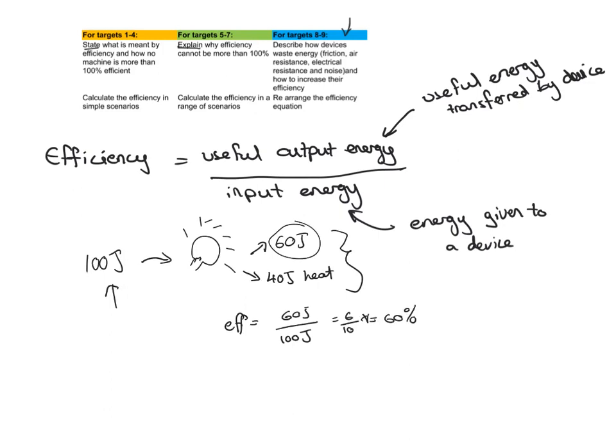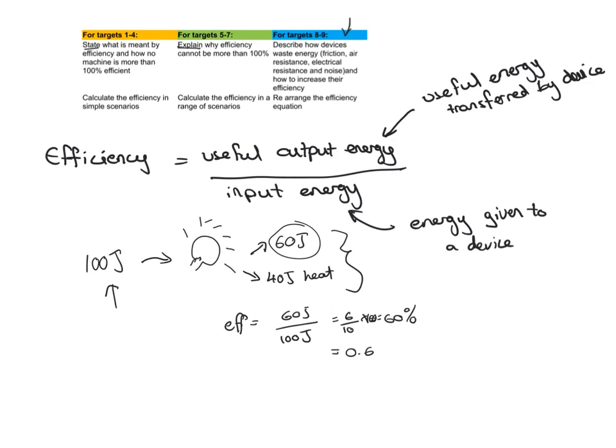Now if I times that by 100, sorry. Now I could have left it as a number, which will leave me with 0.6. So you can see already that this is how we can easily calculate the efficiency. Now, why cannot something be 100% efficient, more than 100% efficient?